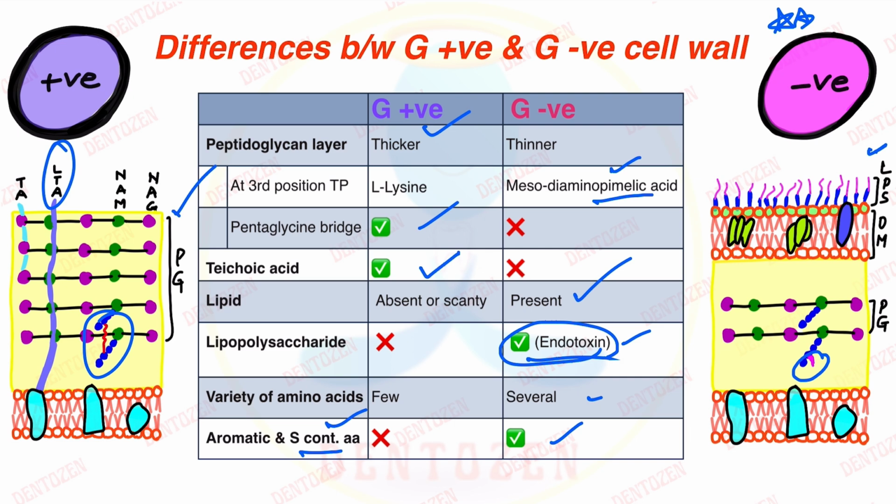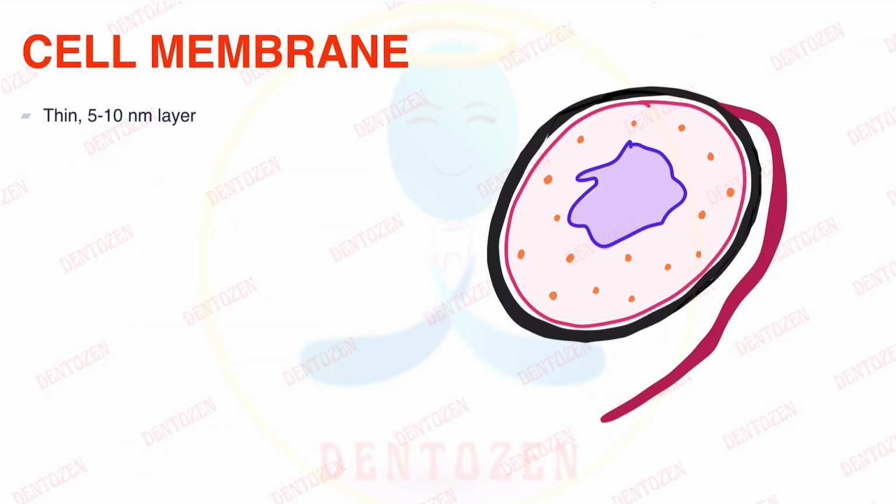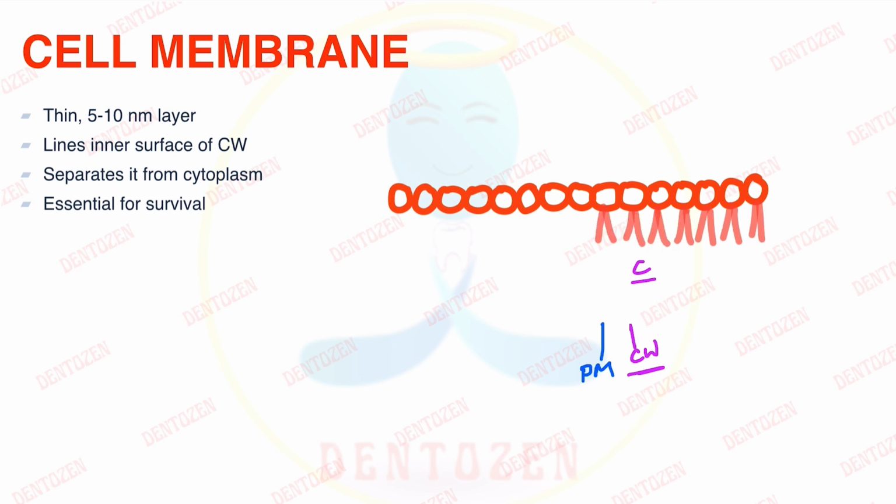Now let's talk about the plasma membrane. The plasma membrane or cell membrane is a thin layer. It is just about 5 to 10 nanometers, and it lines the inner surface of the cell wall. So this was the cell wall, and inside that is the plasma membrane. It separates the cell wall from the cytoplasm, and it is essential for the survival of bacteria.